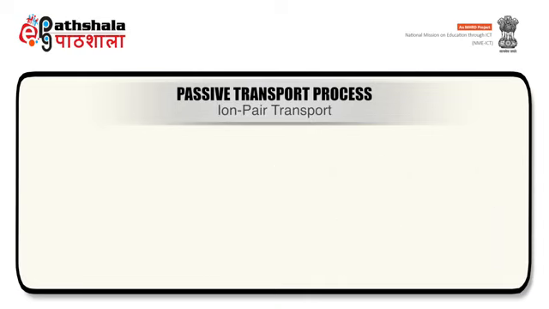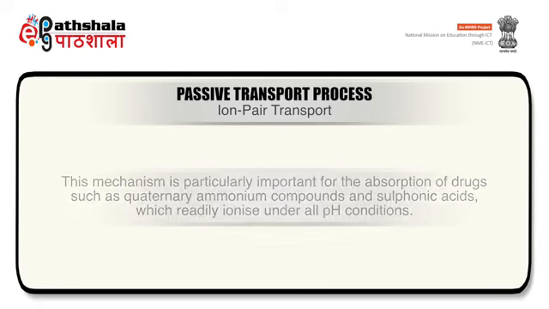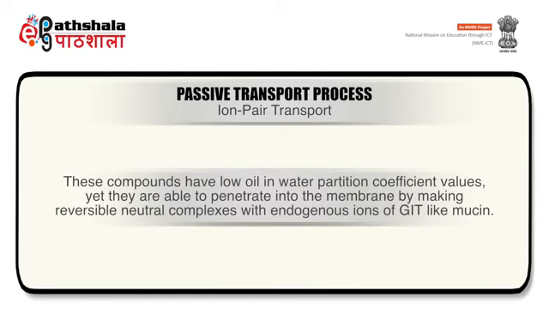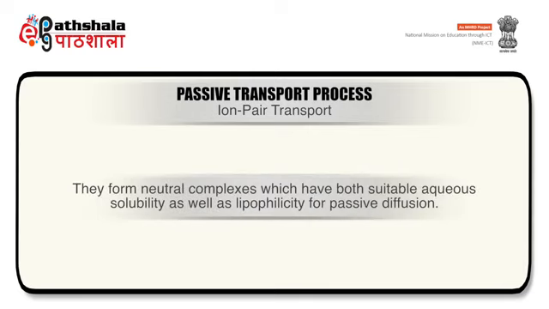Students, now we discuss the ion pair transport. This mechanism is particularly important for the absorption of drugs such as quaternary ammonium compounds and sulfonic acid, which are readily ionized under all pH conditions. These compounds have low oil in water partition coefficient values, yet they are able to penetrate the membrane by making reversible neutral complexes with endogenous ions of the GIT like mucins. They form neutral complexes which have both suitable aqueous solubility as well as lipophilicity for passive diffusion.